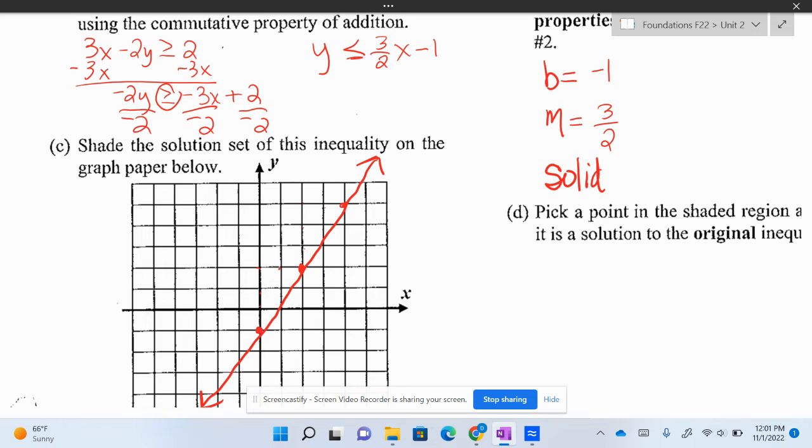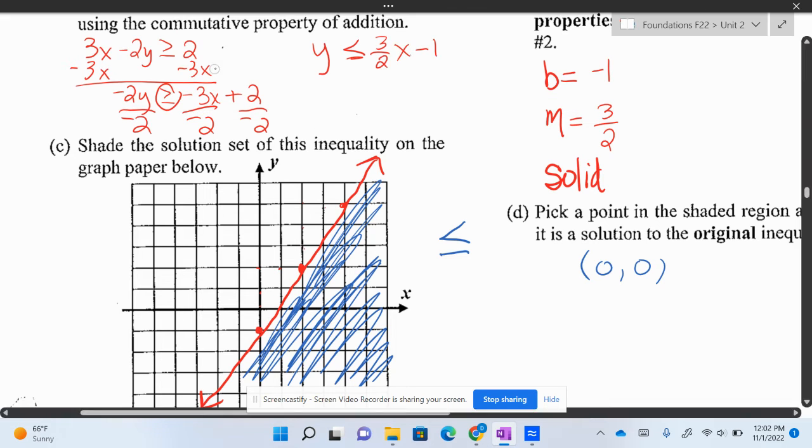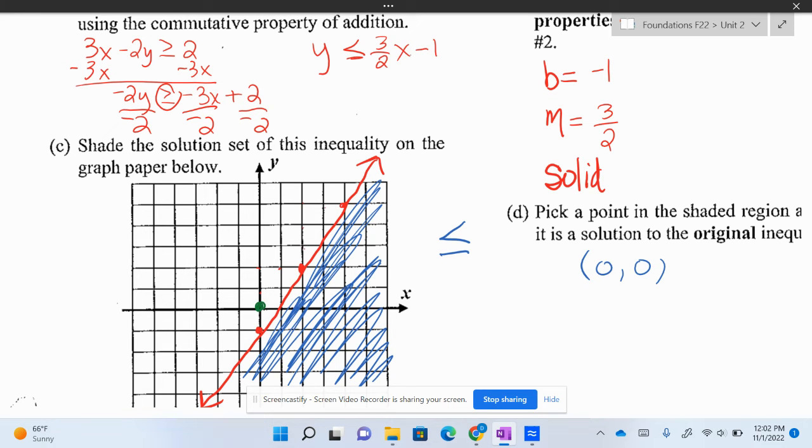I promise. So it says pick a point to determine the shaded region. Well, we know from the inequality that we should shade which direction, because the symbol that we're using is this. That means we're going to shade below the line. But let's pick the point 0, 0, which is not on the line or in the shaded region. And let's check it.